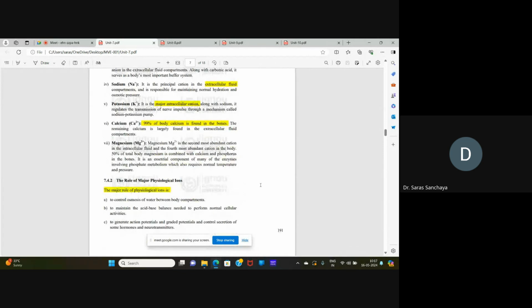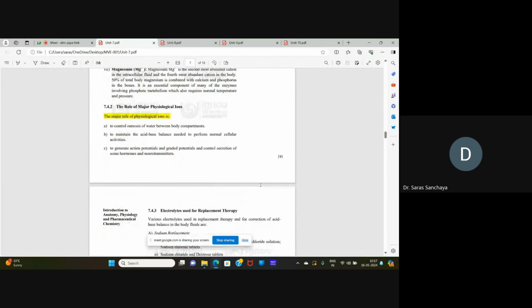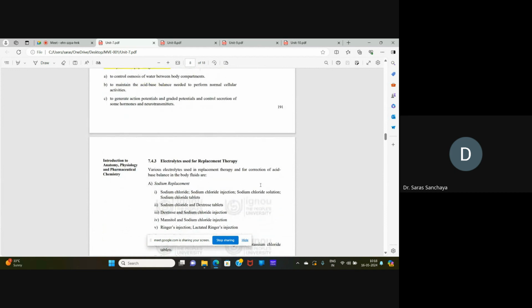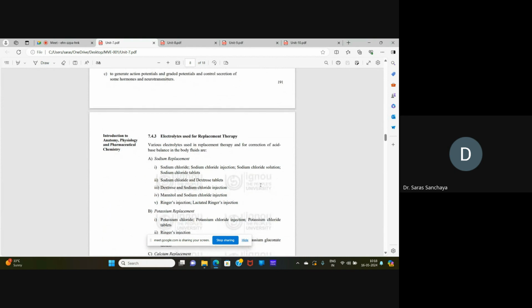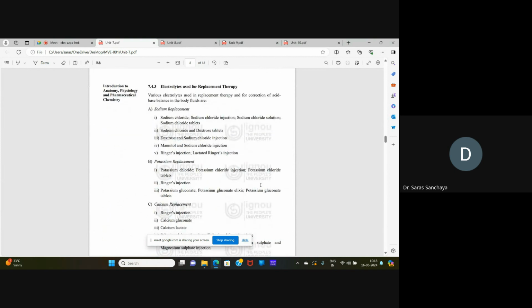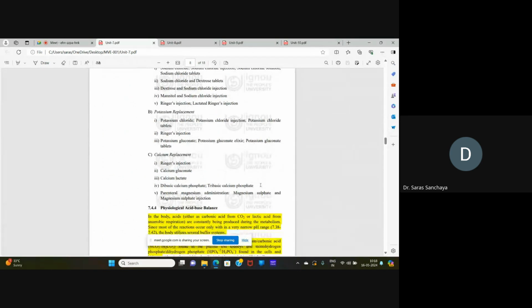The role of major physiological ions. The major role of physiological ions is to control osmosis of water between body compartments, to maintain the acid base balance needed to perform normal cellular activities, to generate action potentials and gradient potentials, and to control secretion of some hormones and neurotransmitters. Now we can use various electrolytes for replacement therapy, such as sodium replacement therapy, potassium replacement therapy, calcium replacement therapy, and others.